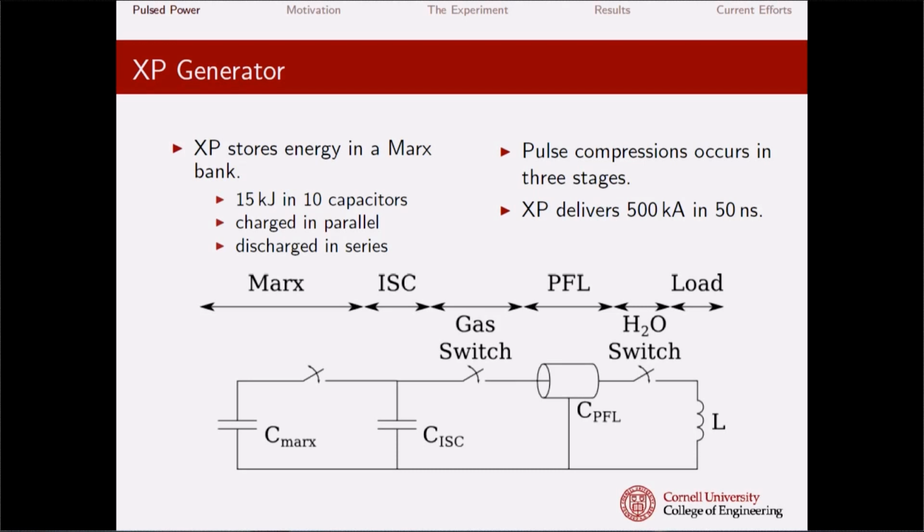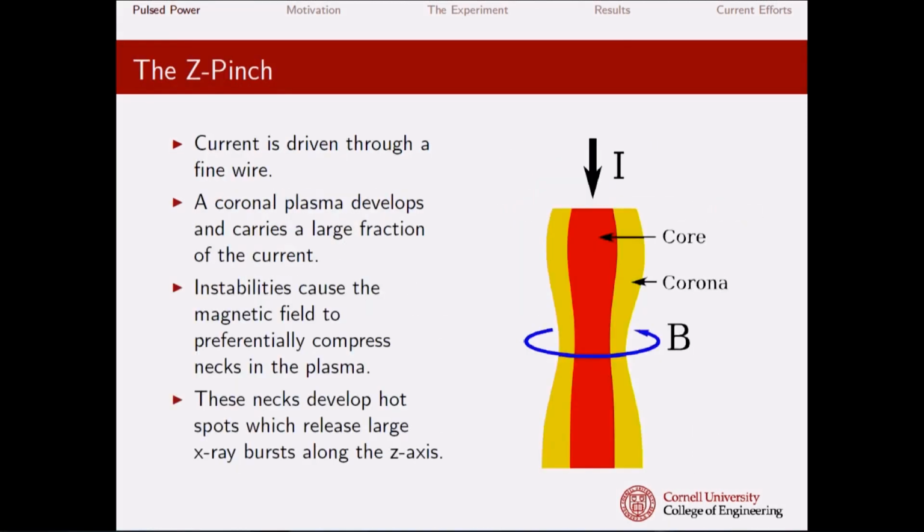This switch closes, and then we'll move current into the ISC, or intermediate storage capacitor. That happens on the order of hundreds of nanoseconds. Right as that capacitor reaches full charge, the gas switch closes, and then we dump charge into the pulse-forming line, or PFL. That happens in approximately 200 nanoseconds. And then right as that hits peak voltage, the water switches will close, and that moves the current finally into the load. That happens in a 50 nanosecond rise time, and we're able to deliver about 500 kiloamps of current. So that's what actually creates our plasmas.